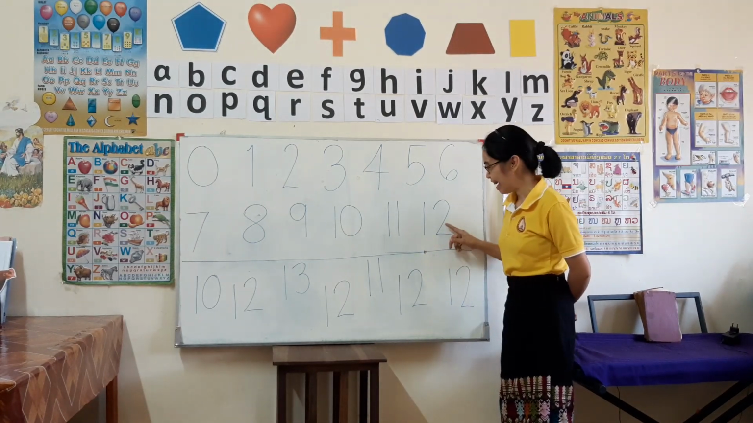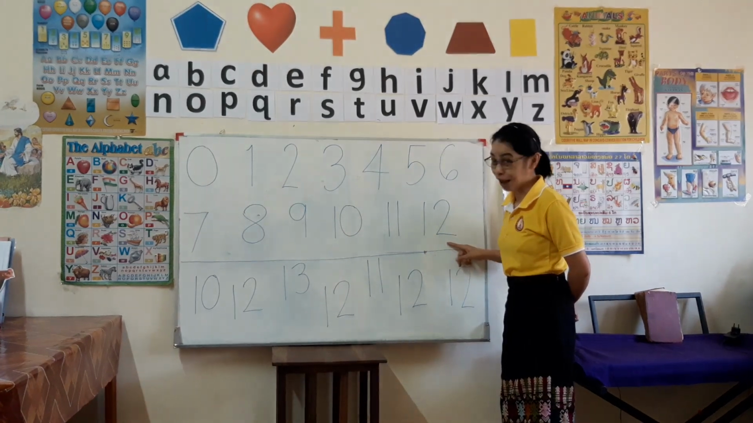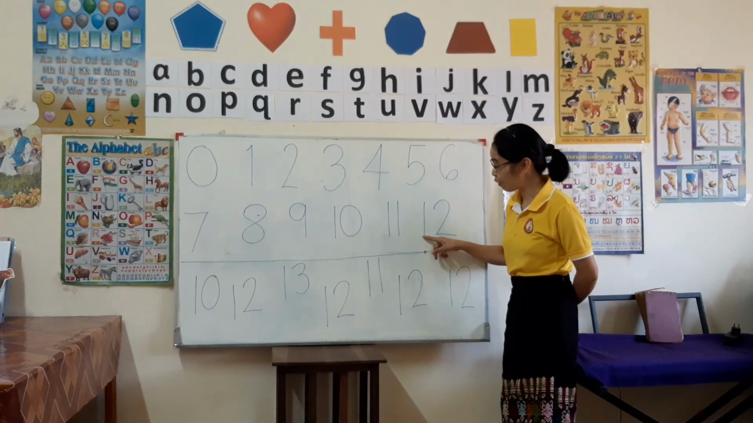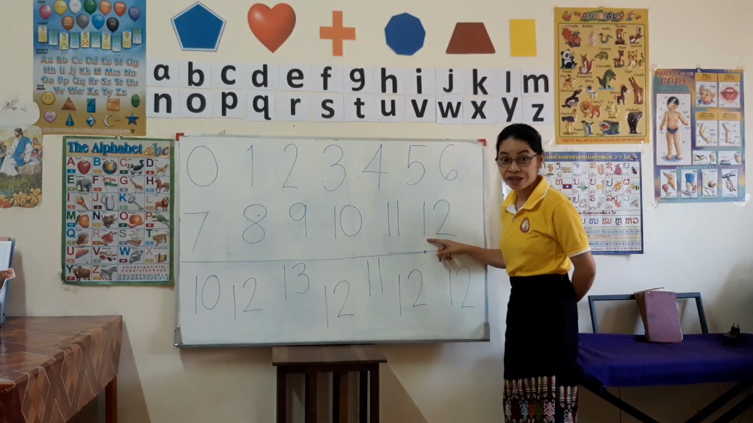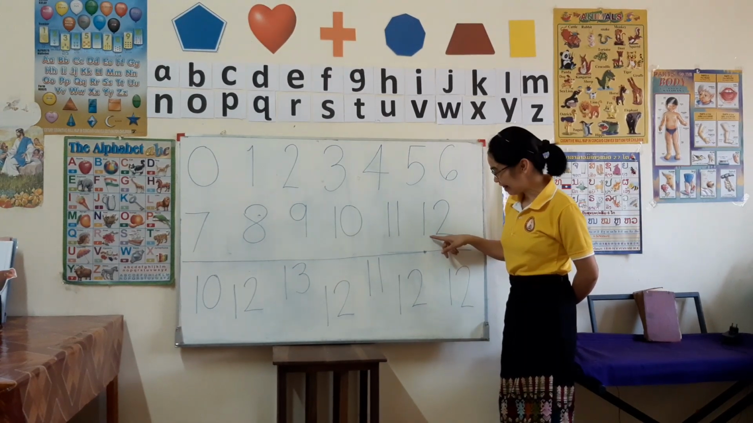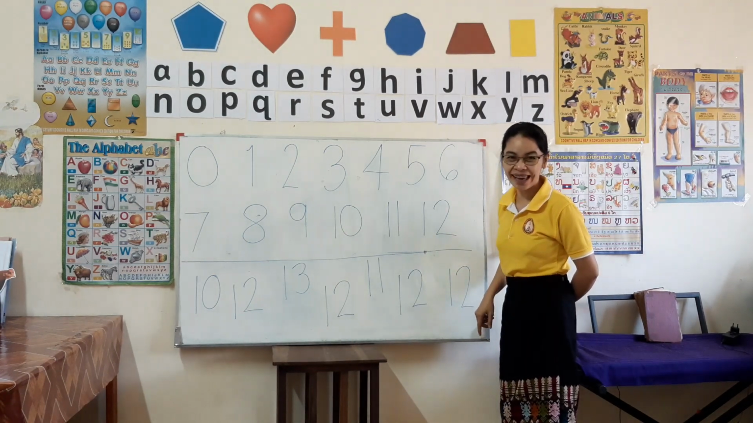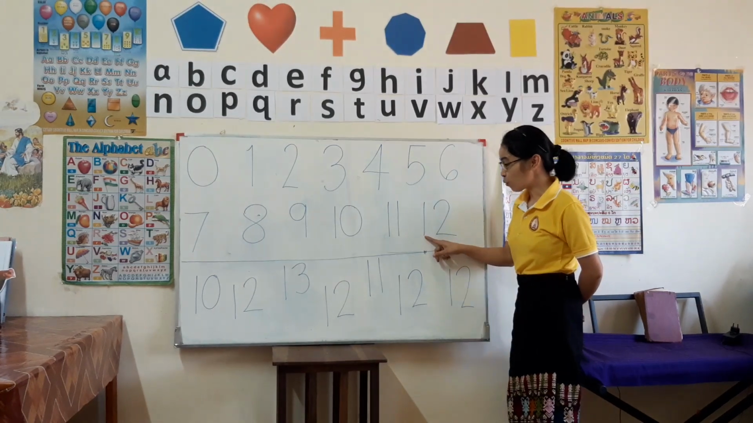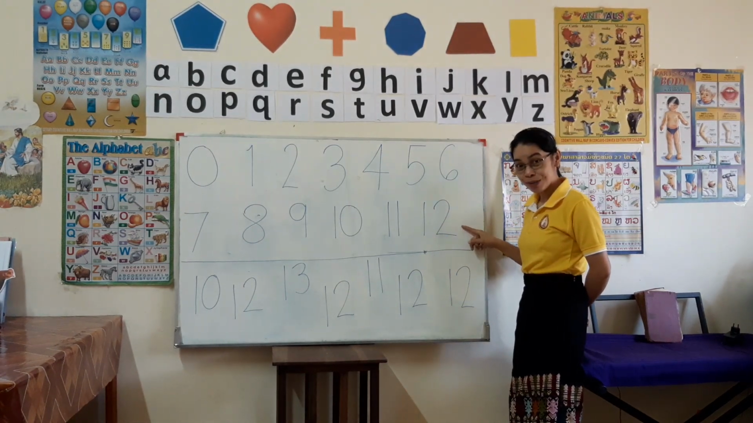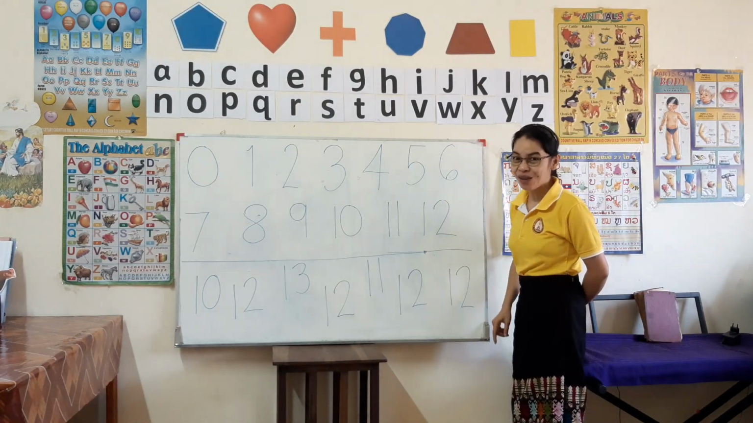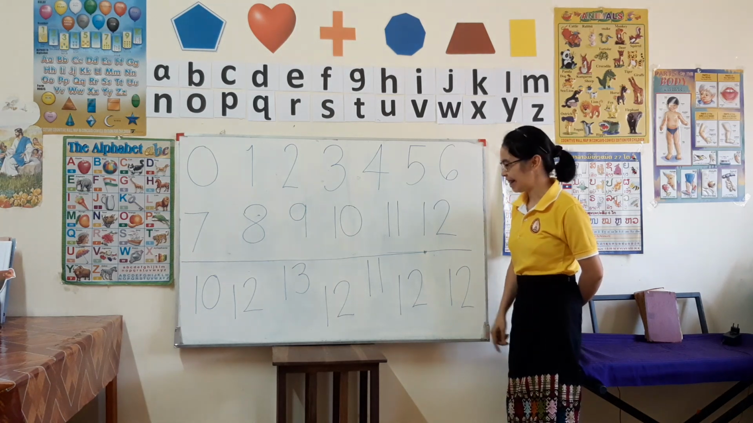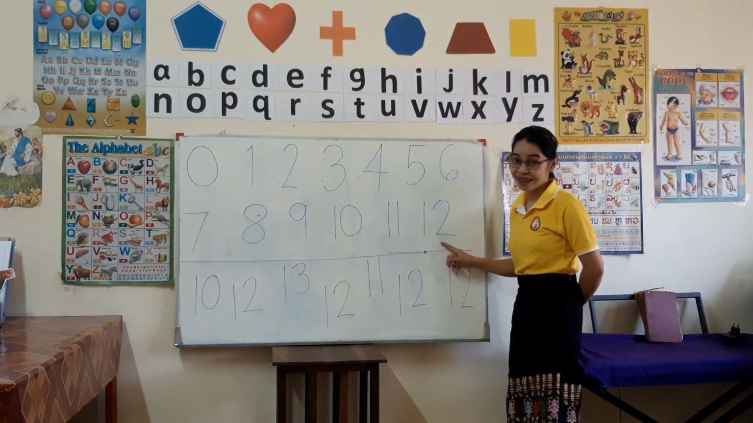12. Okay? From the word two. Remember, children, how you have to write 1 first at the beginning, yes? So 1 and 2, 12. You cannot write 1 at the end, because that would be 21. So 1 first, then write number 2.